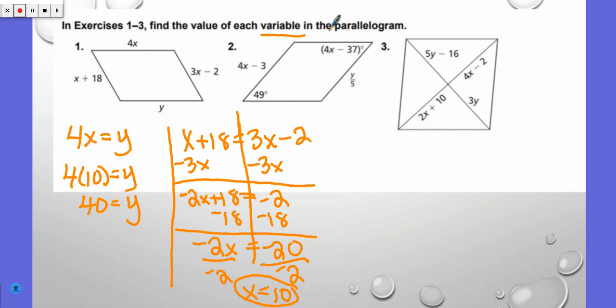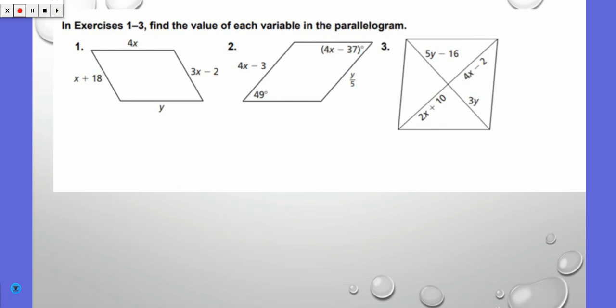All right, so let's go to number 2. That was number 1. Number 2, we have another situation where it is x minus 3. Well, this is a parallelogram, and we know opposite sides are congruent. So here, I'm going to set that up, but I got a problem because I don't know what y is, and I don't know what x is. So I'm going to try the inside.